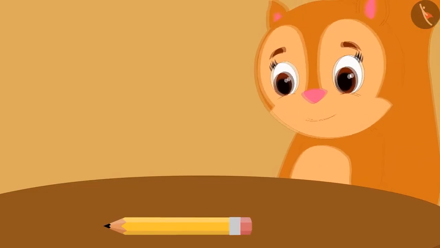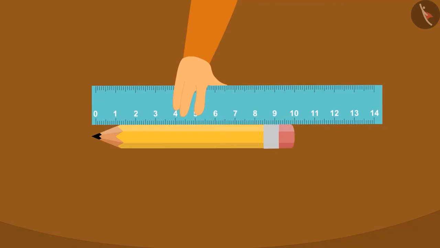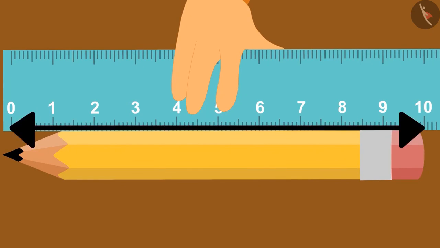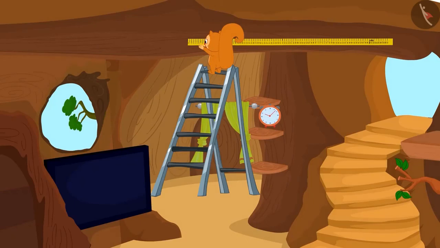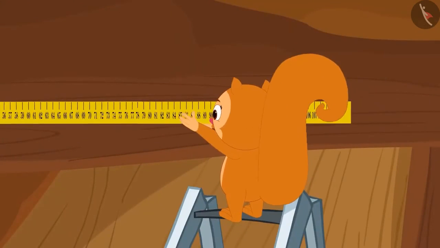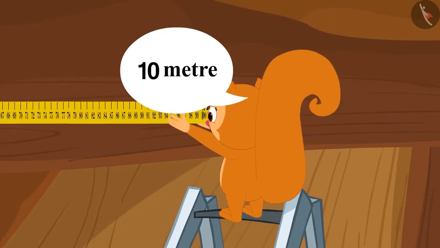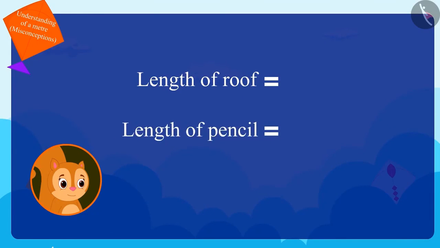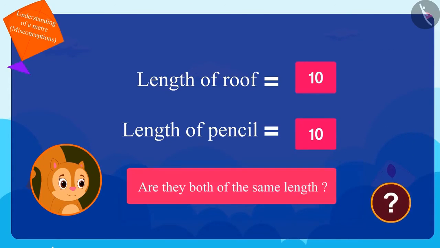After returning home, Chanda measured her pencil with a ruler in such a way and found that the pencil is 10 centimeter in length. Then she measured the length of her roof with her measuring tape and found that the roof was 10 meters long. Chanda started thinking that the length of both her roof and pencil is 10 and 10. So, are they both of the same length?